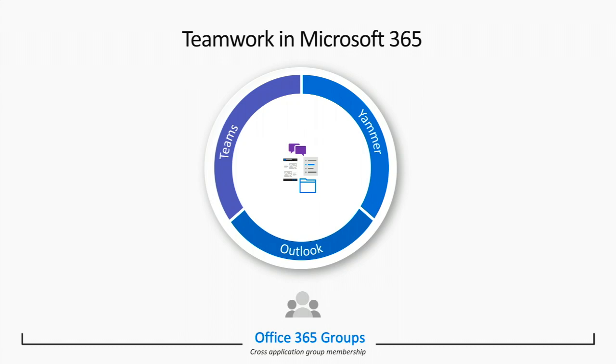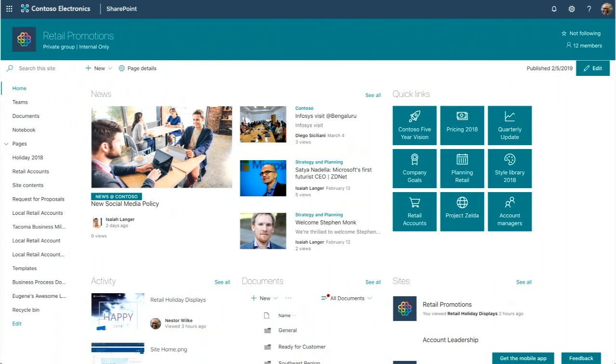A group is basically like a set of people. Think of it as like a mini corporation that you can refer to as one name that's really a set of people. Groups give admins a single focal point for enabling teamwork in a way that matches their org's best practices. I'm going to show you here. Remember this retail promotions team site? Well, creating a SharePoint team site and adding members to it actually created an Office 365 group under the covers.